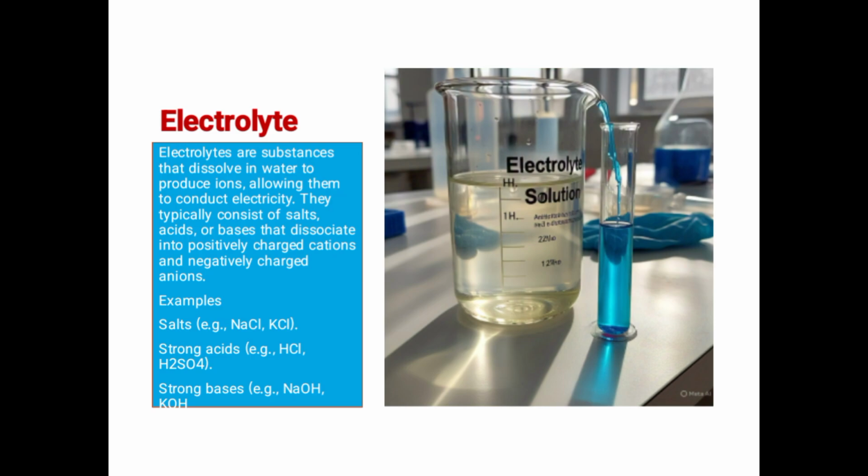Examples of substances like these are acids, bases, or salts that dissolve into positively charged cations and negatively charged anions. Examples of salt include NaCl and KCl. For instance, if NaCl dissociates in water, it produces Na+ and Cl-. Na+ are positively charged cations and Cl- are negatively charged anions.